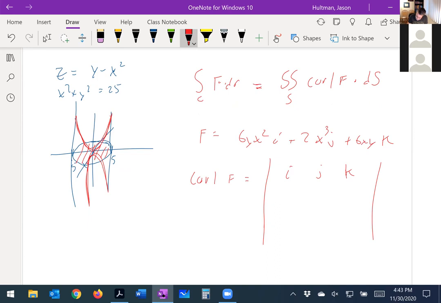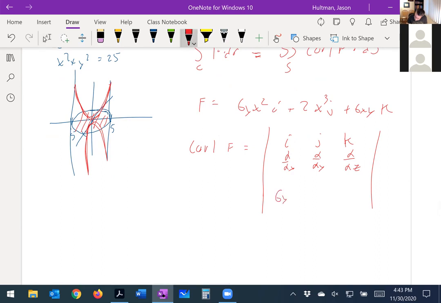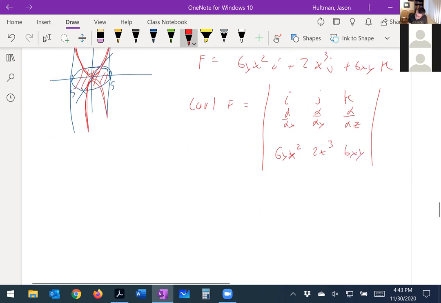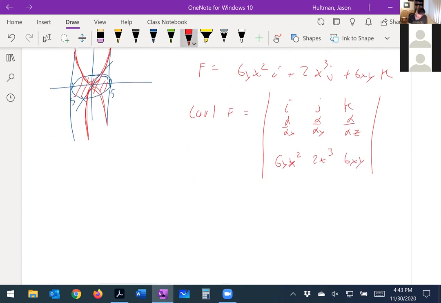the determinant of i, j, k, d/dx, d/dy, d/dz. This is 6yx squared, this is 2x cubed, and this is 6xy. Okay, so I'm just going to do the partials in my head, if that's okay with you. I already did one where I had to write it all out.